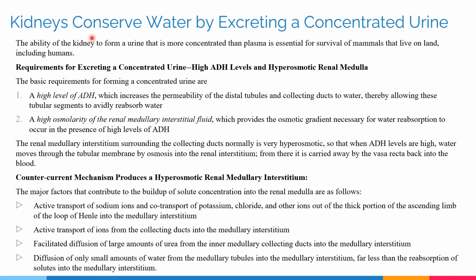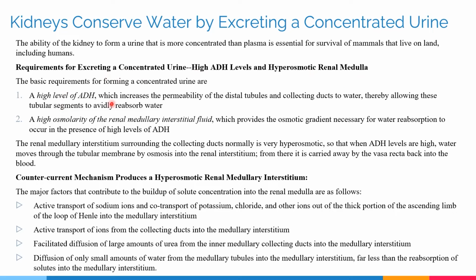Next, we look into the kidneys, how the kidneys conserve water by excreting a concentrated urine. The ability of the kidney to form urine that is more concentrated than the plasma is essential for survival of mammals that live on land, including humans, where there can be a drought of water that is encountered in any environment. The requirements for excreting a concentrated urine include high ADH levels and a high osmolarity, hyperosmotic renal medulla.